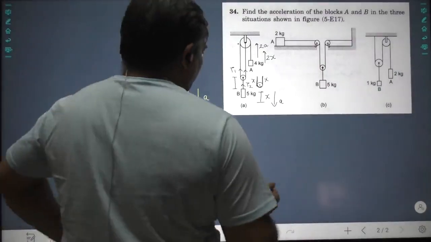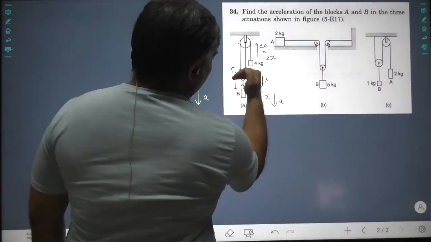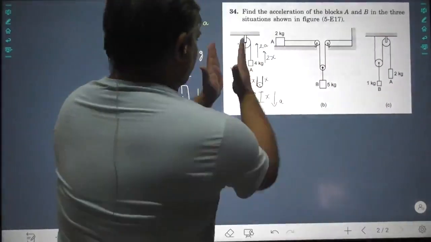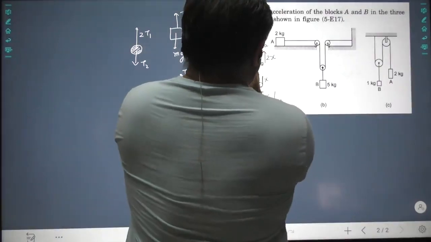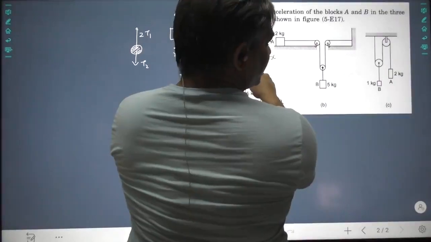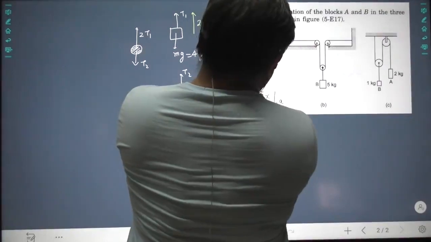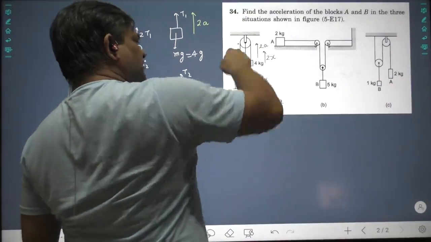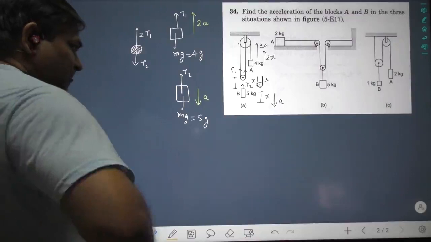Because understand once more, if this block moves x downward, then this pulley has to move x downward. Then this pulley is attached to two strings, so both strings have to get extended by x. So total length of string needed will be 2x. Now this 2x length of string has to be provided only by this. This has to move 2x upward. Then this moves 2x upward. This is the acceleration relation.